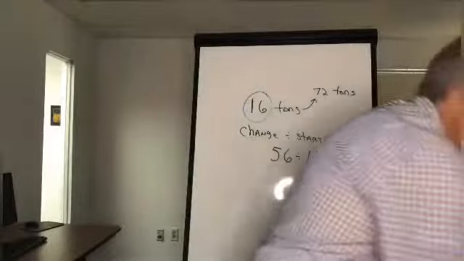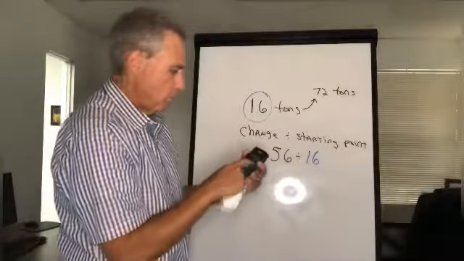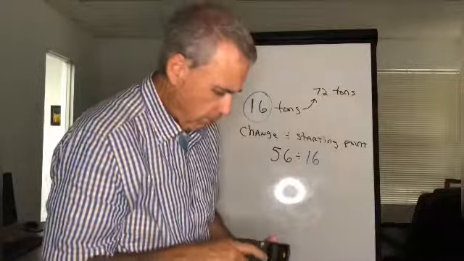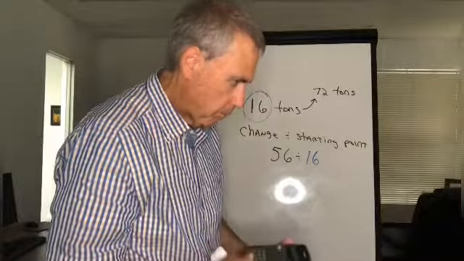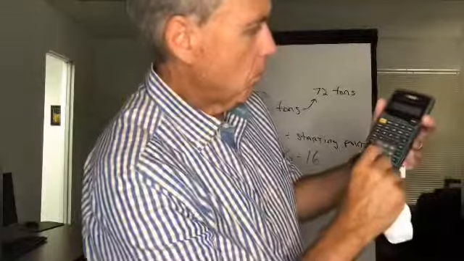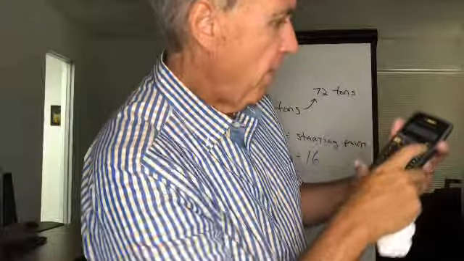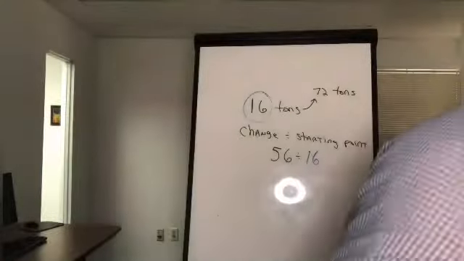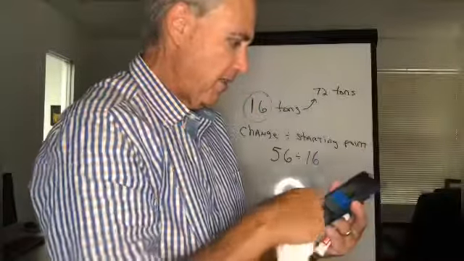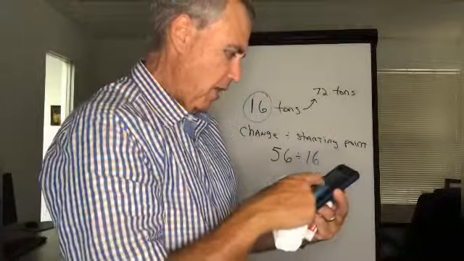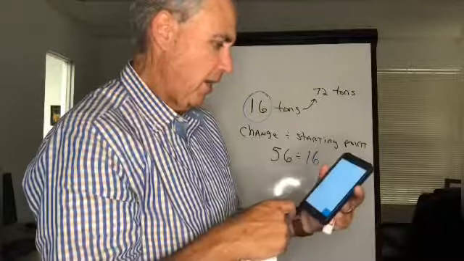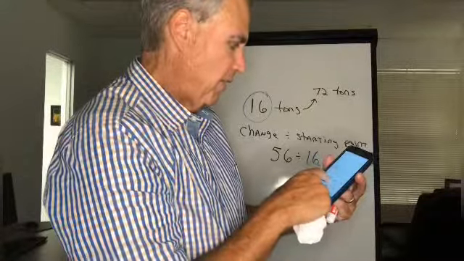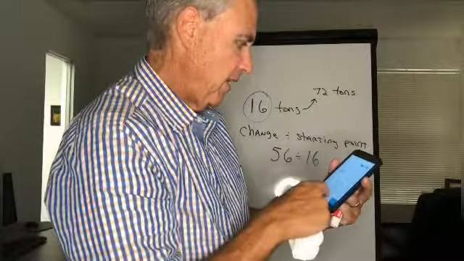So get on your calculator. 56, let's see if it'll start. I think my calculator just died. 56 divided by 16. I'll have to swallow my pride and use the calculator in my phone. 56 divided by 16 is 3.5.